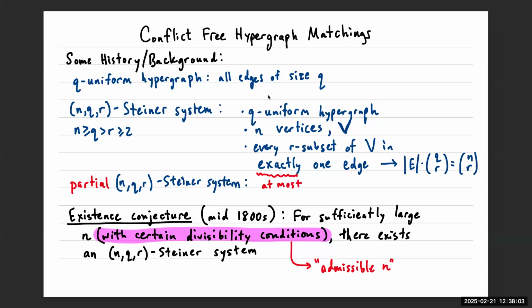Okay, so if you're trying to make one of these q-uniform hypergraphs with all these properties, then it's clear that n can't just be anything, right? Because you might leave some vertex out. So you need some divisibility conditions, but the existence conjecture says that as long as n is large enough and satisfies those divisibility conditions, then there exists an (n,q,r) Steiner system. There exists a way to do this. And that was a conjecture from the 1800s. Okay? Do these things exist?